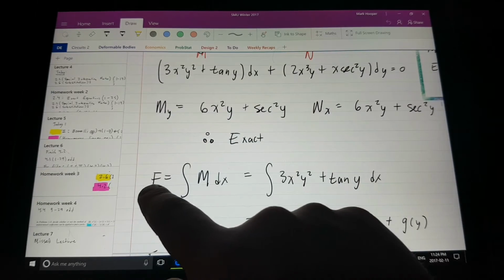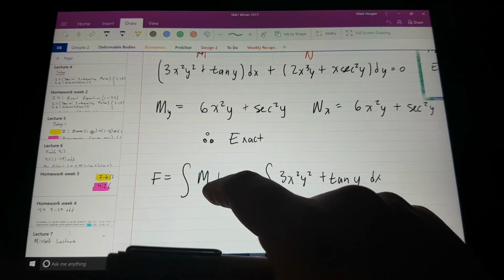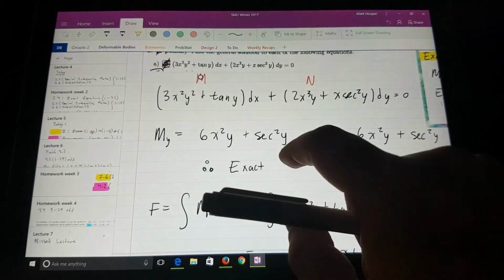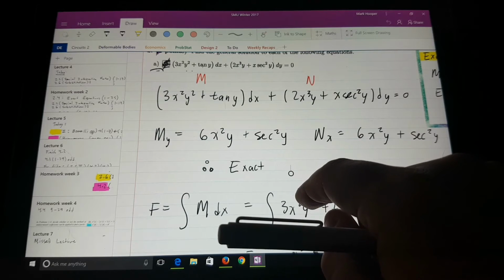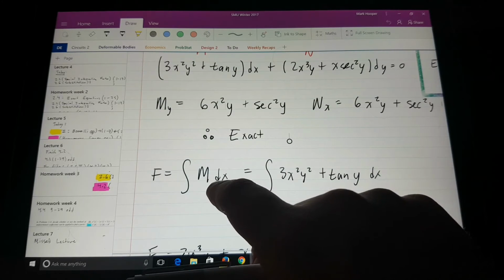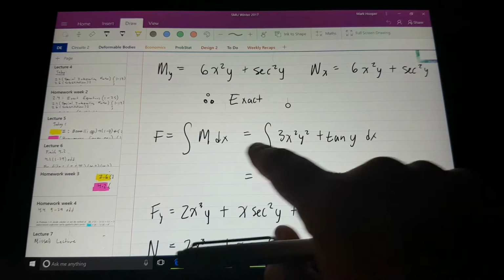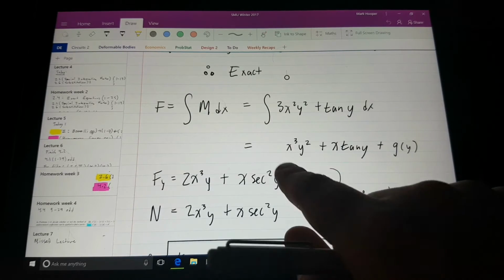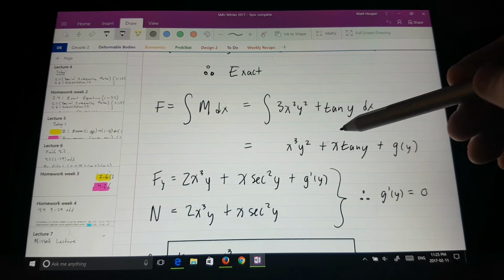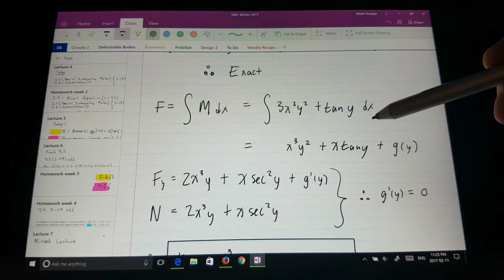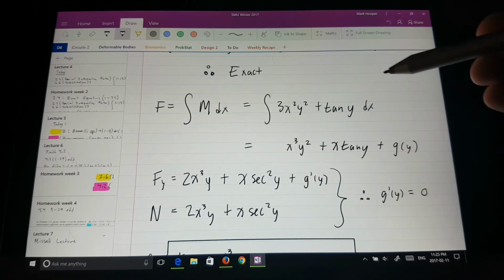Therefore they're exact. So f, I said, is if I integrate m, because m is basically that function with the partial derivative with respect to x already done to it. So if I integrate that, I'm going to get this. I just subbed in m, then integrated it with respect to x. So this is x cubed over 3, well, that 3 disappears. And this tan y just gets an x because it's treated like a constant, plus some function of y. We don't know what it is.